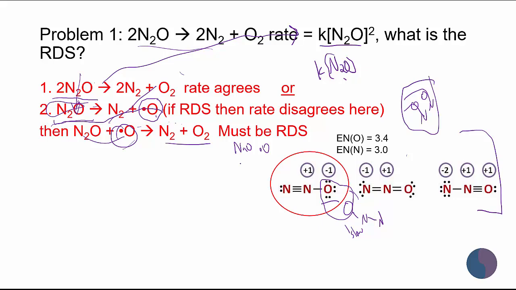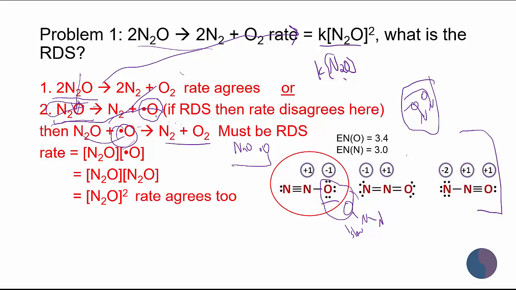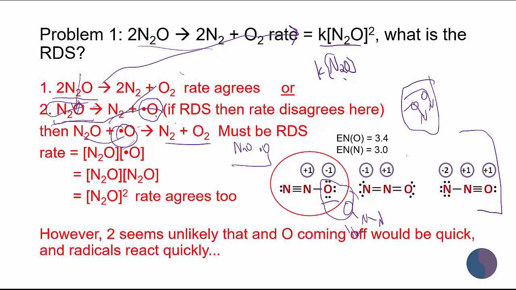And that would match the rate. That would match. But it's highly unlikely, because it's not going to be slow. It's going to be really quick. And that's not what the answer is. I think the answer is both of them could be. But realistically, if you do a bit more analysis, it's not. Okay, so however, 2 seems unlikely that oxygen coming off would be quick and radicals react quickly, so that would not be slow. So you're trying to make the second one slow for it to be the one. Okay, all a bit of craziness, right?